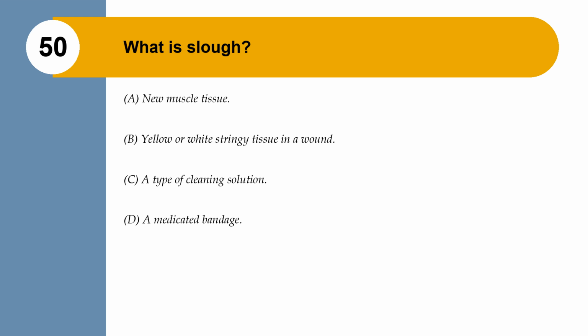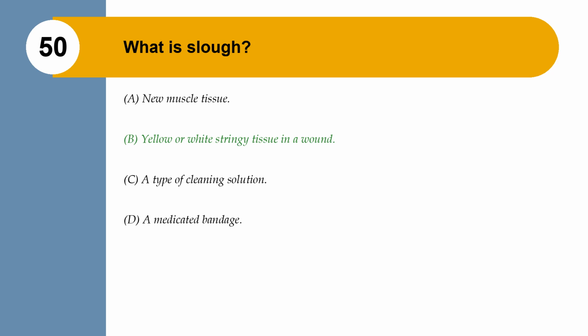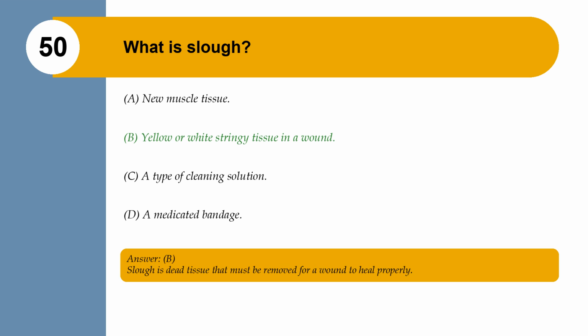Option A. New muscle tissue. Option B. Yellow or white stringy tissue in a wound. Option C. A type of cleaning solution. Option D. A medicated bandage. The correct answer is option B. Yellow or white stringy tissue in a wound. Explanation. Slough is dead tissue that must be removed for a wound to heal properly.